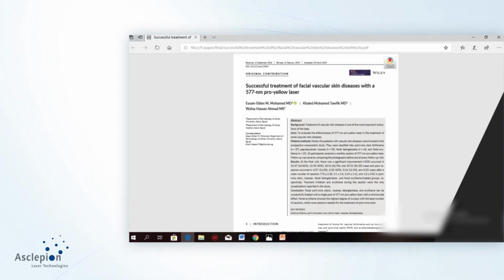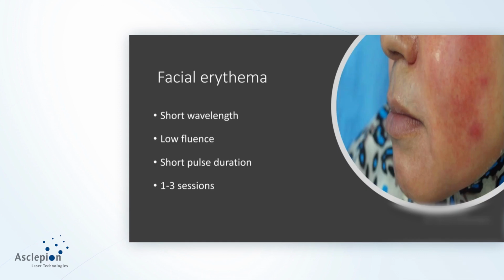vascular skin diseases with the 577 nanometer Pro YELLOW laser. We published it in 2018. The first indication, vascular lesions like facial erythema. Facial erythema is one of the most excellent results by QuadroStarPRO. How to treat facial erythema by QuadroStarPRO?